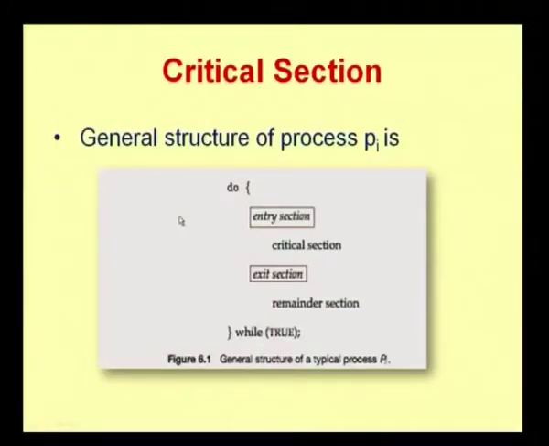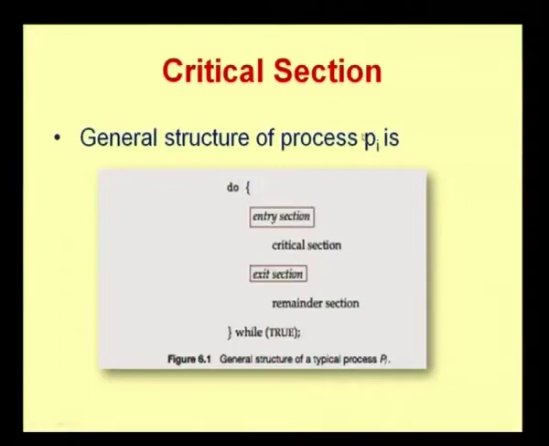So, now we will see a program code snippet. This is said to be the general structure of process Pi, where you can have as many processes as you want. Here: do, entry section, critical section, exit section, remainder section, while true. This example has been taken from another book, and that is why it is given as figure 6.1.